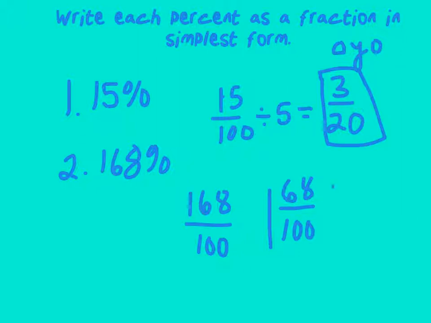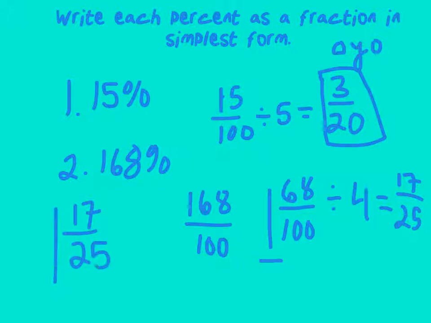And we need to simplify that. Off the top of my head, let's try 4. 68 divided by 4 is 17, and 100 divided by 4 is 25. And if I were just to leave it as 17 over 25, I'd be wrong, because remember, I have this whole number here. So my answer is going to be 1 and 17 over 25.